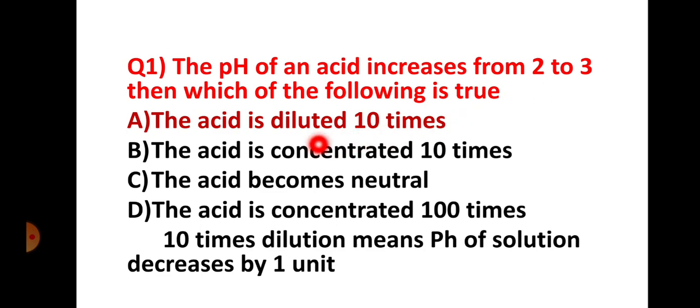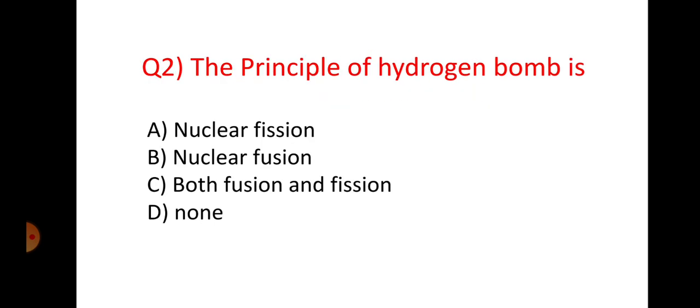In such a case, we need to dilute, and for every one change in pH value, we need to dilute 10 times. So from 2 to 3 means there is a change of 1 unit in pH value. So we need to dilute the given chemical by 10 times. So option A is the correct answer for question number 1. Now let us move to question number 2.